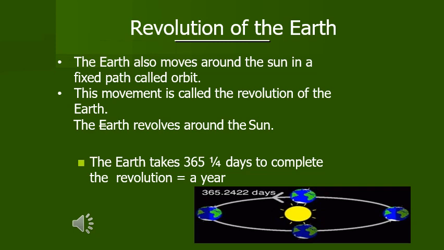The revolution of the earth. The earth also moves around the sun in a fixed path called orbit. This movement is called the revolution of the earth. The earth revolves around the sun. The earth takes 365 1/4 days to complete the revolution, that is called a year. You can see here in this picture the revolution, how earth is moving around the sun.